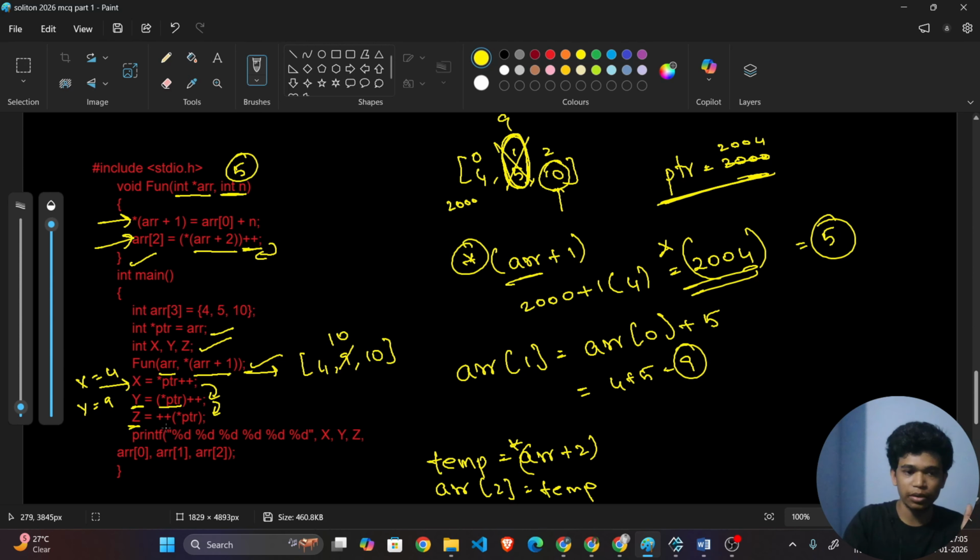Okay. Now z is equal to plus plus star PTR. So here this will be incremented as 11, and here my z becomes 11. Can you understand this? Yes. So what are the things they asked? They are asking for x. So x is going to be 4, y is going to be 9, and z is going to be 11. Then again ARR of 0 is going to be 4, and ARR of 1 is going to be 11. Then here it is going to be 10. Can you understand this? Yes.